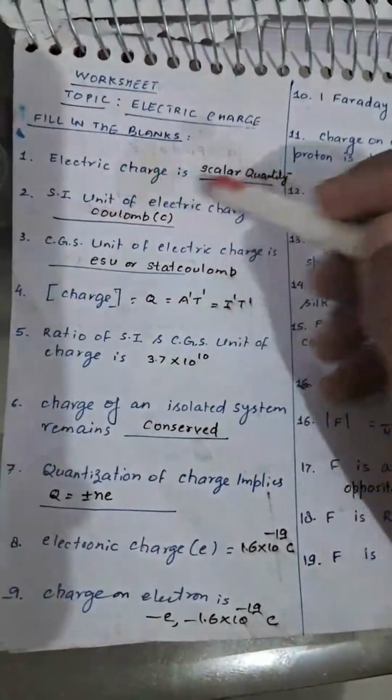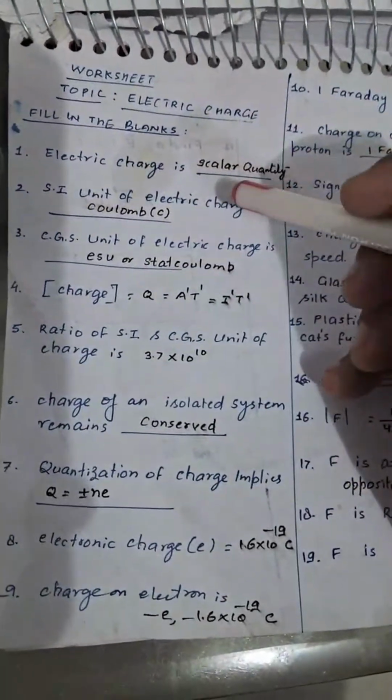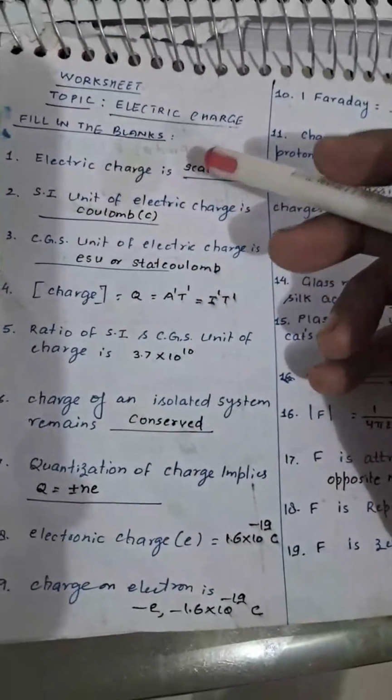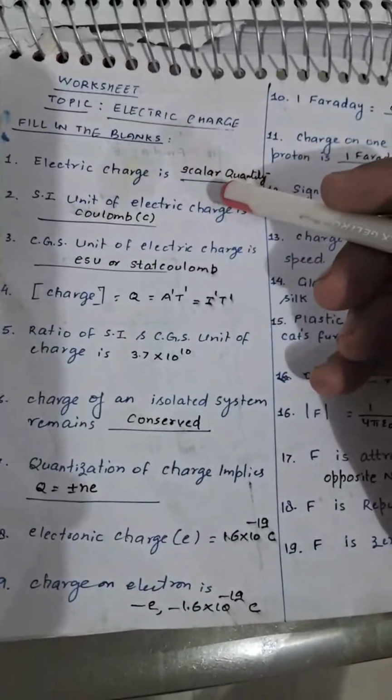So the first is electric charge. It's a scalar quantity. You can say that it has a numerical value which may be positive or negative, but it does not involve any sense of direction.